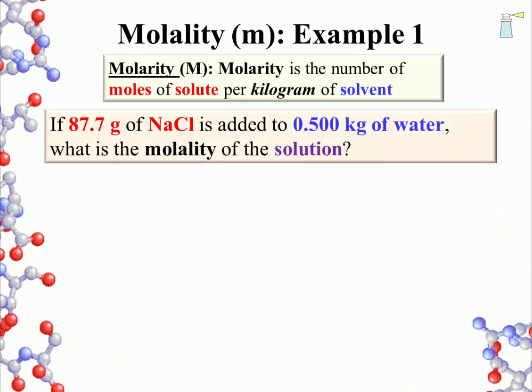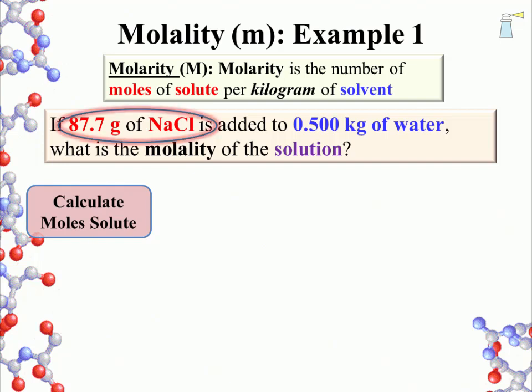The first example asks, if 87.7 grams of sodium chloride, NaCl, is added to 0.500 kilograms of water, what is the molality of the solution? Step 1 in getting molality is to get moles of solute. That requires a recognition of the solute and the solvent in the solution. NaCl is the solute. A salt is added and dissolved in water, the solvent.